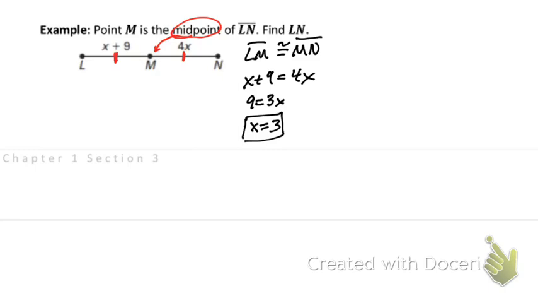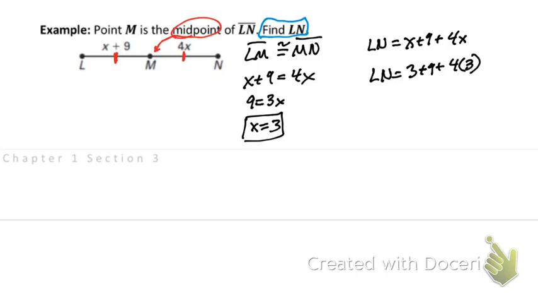Note, the original directions are find length LN. So we actually have to solve for this. So LN is our entire length. LN is going to equal LM, which is x plus 9, plus MN, which is 4x. That means LN actually equals, replace those x's with 3's, 3 plus 9 plus 4 times 3. And we're going to come up with LN equals 24.